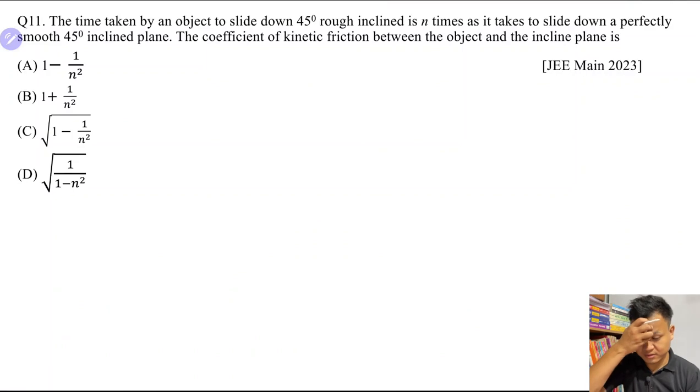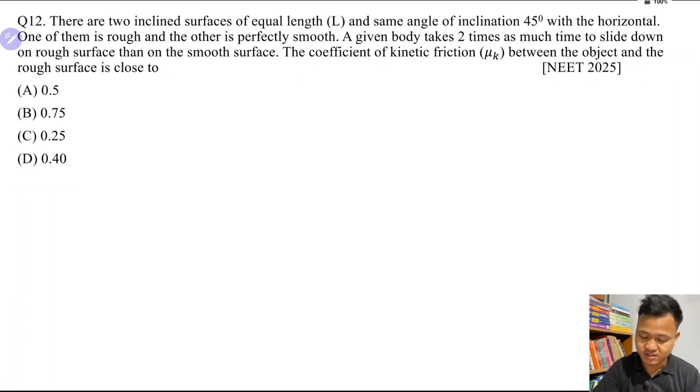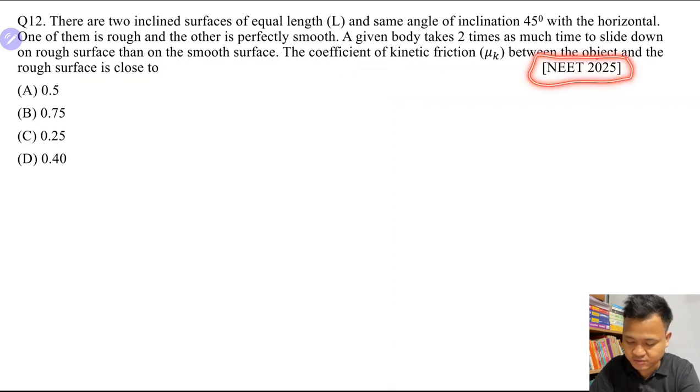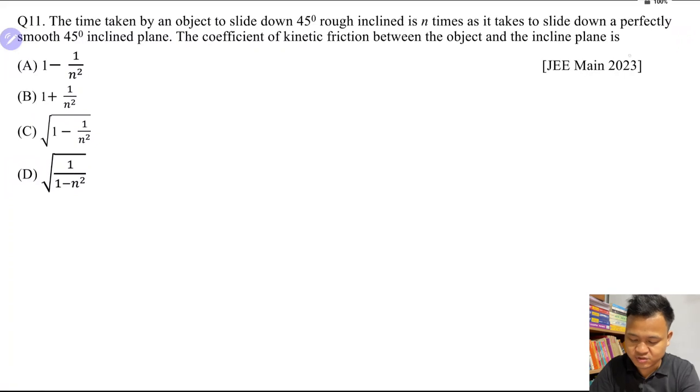So this is a Siemens question. The reason I'm doing this is that this year you have one inclined plane question in NEET 2025. It looks very difficult, but this question was asked this year, and the same concept was already asked in Siemens 2023. It is the same question. I will show you.